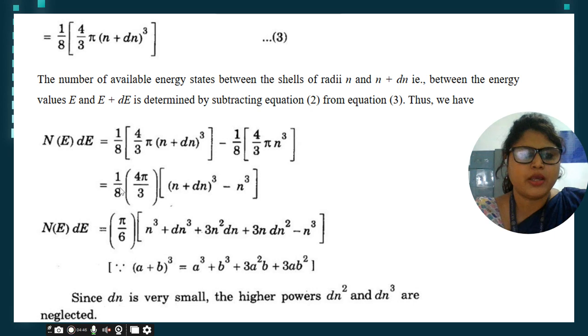Now 4, this 8 will be cancelled, so I'm getting pi by 6 and (n + dn)³ minus n³. Use the formula (a + b)³: n³ + dn³ + 3n²dn + 3n dn² − n³. Since dn is already small, the higher powers dn² and dn³ are neglected.